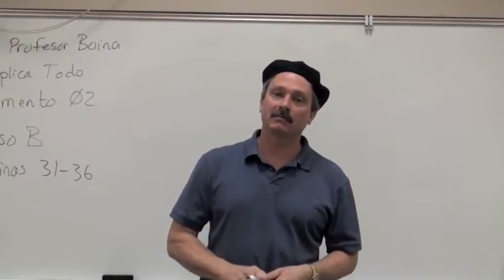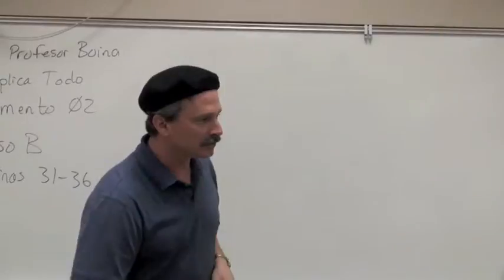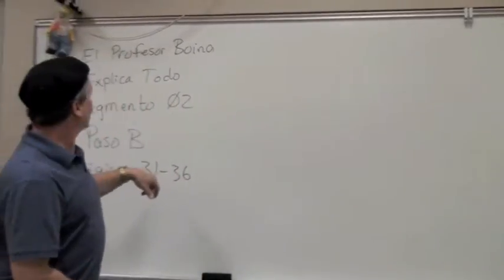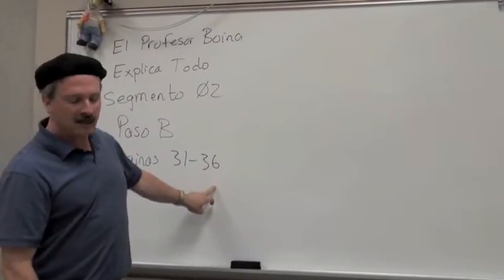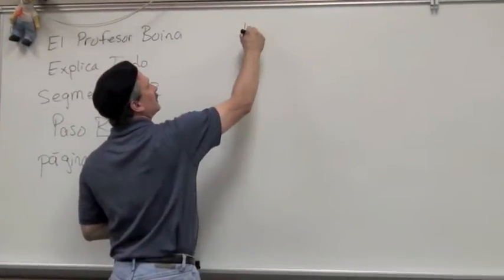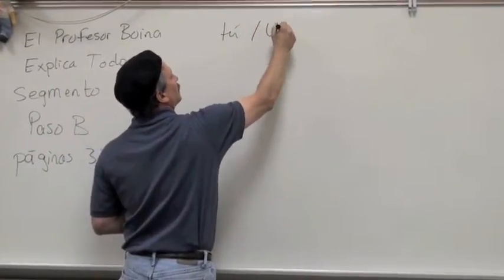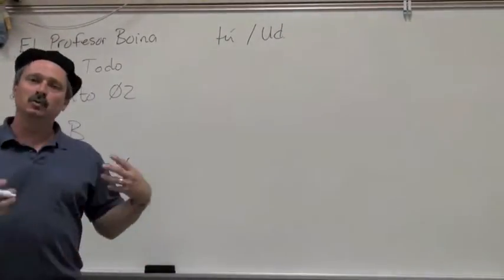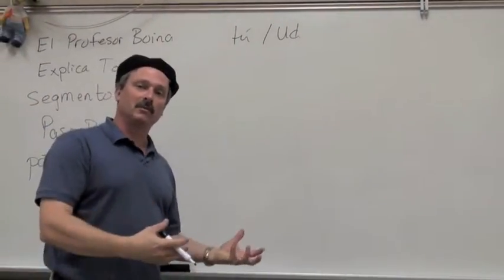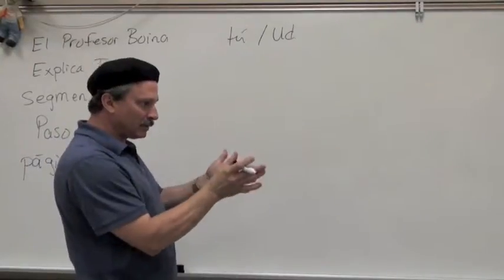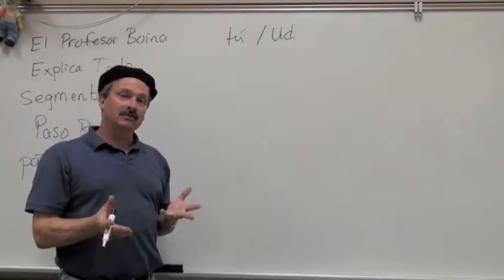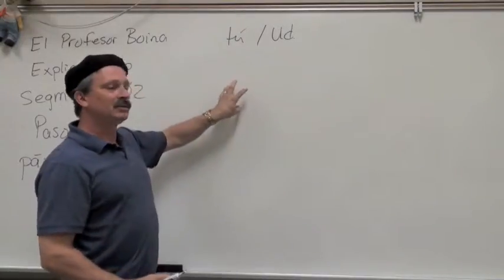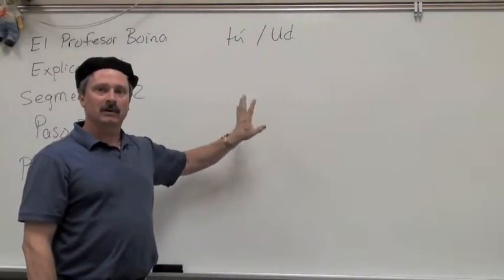Today we're going to talk about paso B in your libro Dos Mundos. Paso B, la gramática from página 31 a página 36. We have mentioned previously that in Español there are two ways to address someone, either in the formal or the informal. When you're talking to one person, you have to choose between tú and usted. And whichever form you choose is going to affect the form of the verb you choose.